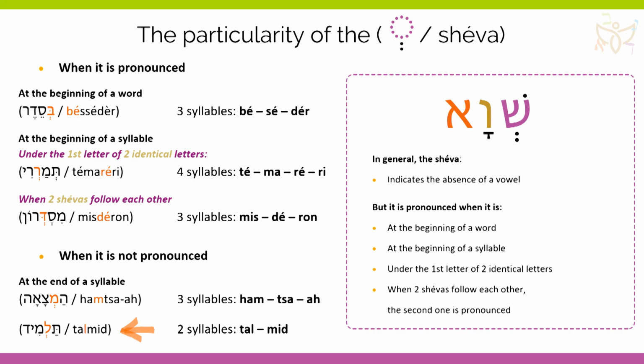And also with the word talmud, where the shéva is just under the letter lamed, which closes the syllable tal. In this case, it is not pronounced. It becomes clearer now that the role of the shéva therefore depends on its position in the word.